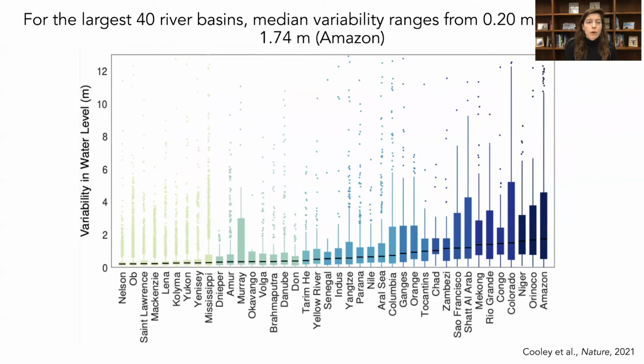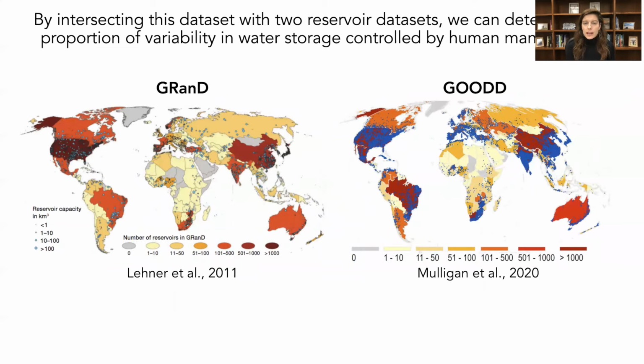And we find that for the 40 largest river basins, the median variability ranges from 0.2 meters in the Nelson, and you can see that most of these hydrologic basins with low variability tend to be located in the Arctic or at high latitudes, all the way up to 1.5 meters or more for basins like the Amazon, the Orinoco, the Niger, even the Colorado in the Western US. So that kind of gives us an interesting insight into global seasonal variability in water level across hundreds of thousands of water bodies.